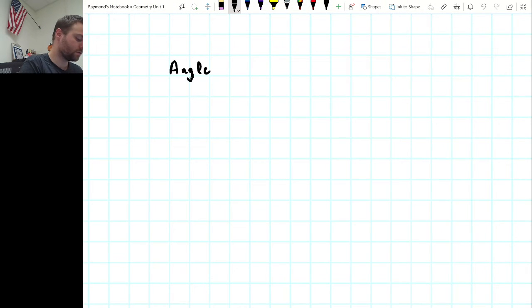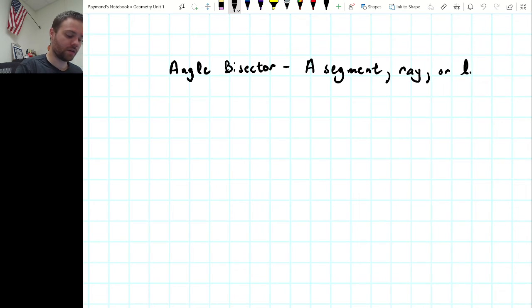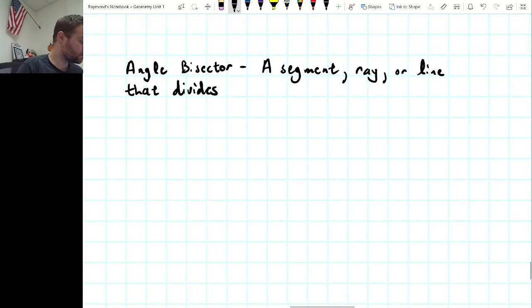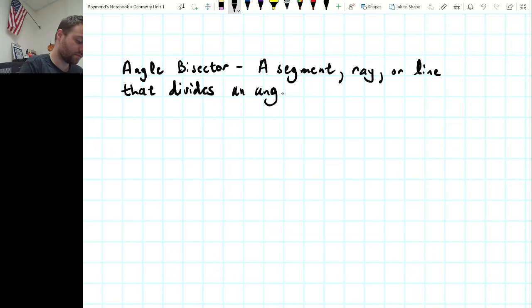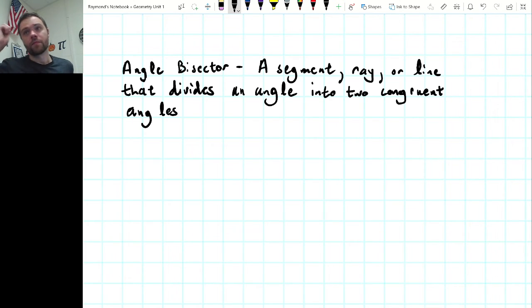Definition, angle bisector. A segment, ray, or line that divides an angle into two congruent angles. Okay, so that is the definition.